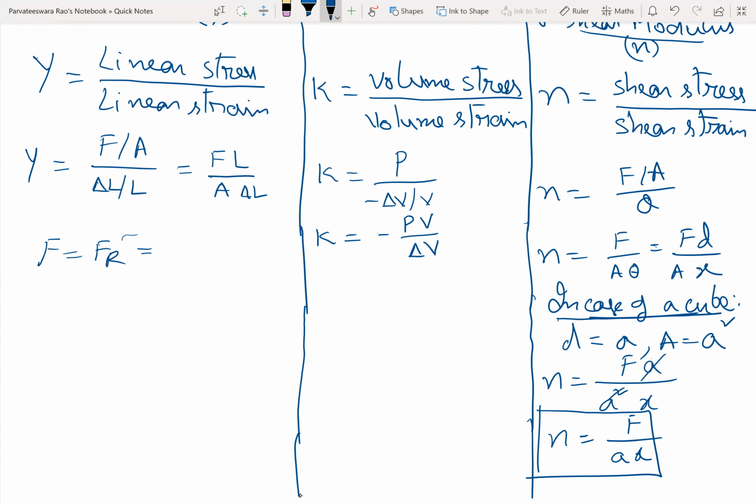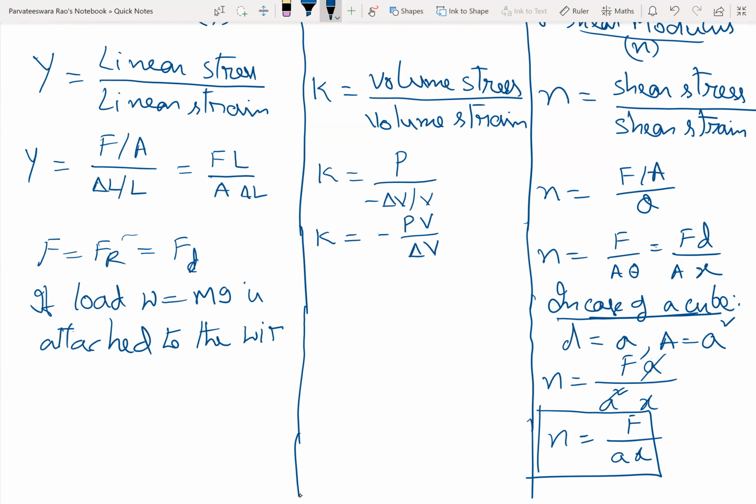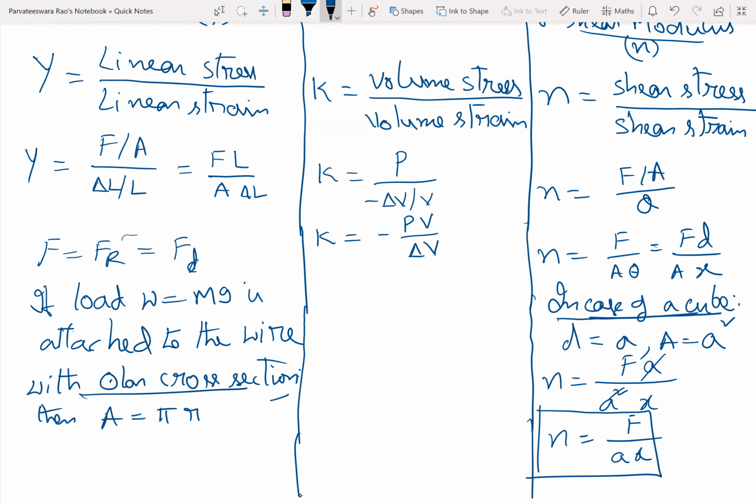Here, F is equal to the deforming force. So if a load W equal to mg is attached to a wire with circular cross section, then A of course will be pi r square, correct? R is the radius.